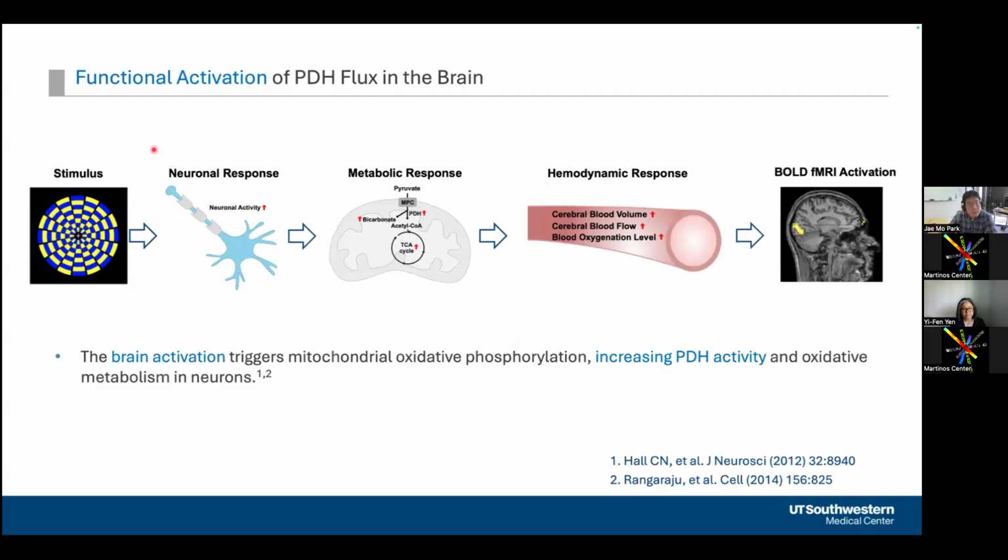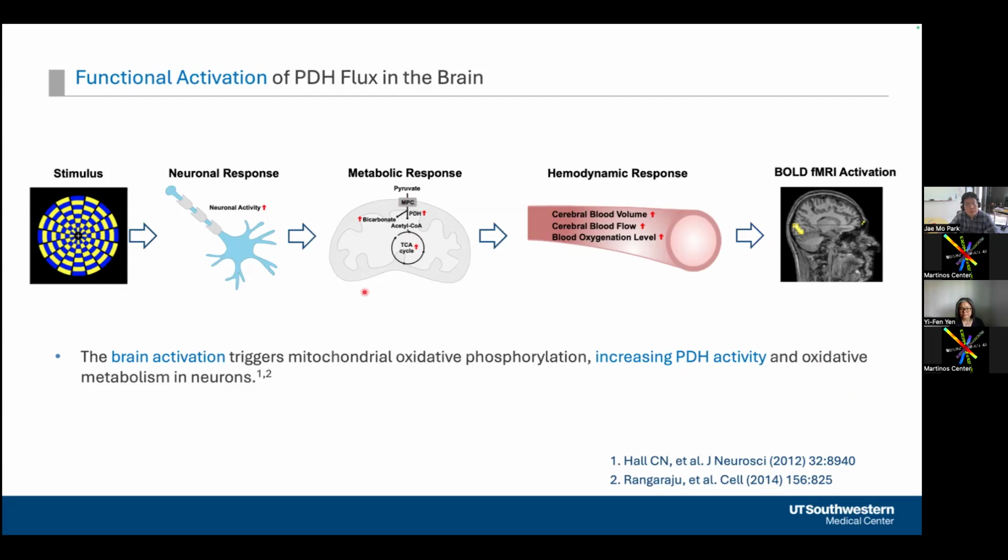So assessing the PDH flux through hyperpolarized bicarbonate has several advantages over conventional imaging approaches. The first advantage is that it's really quick, because we don't have a lot of time. The observation is pretty quick, and the signal-to-noise ratio is really high, so we have pretty good sensitivity. And the second advantage is that we are detecting PDH activation directly.